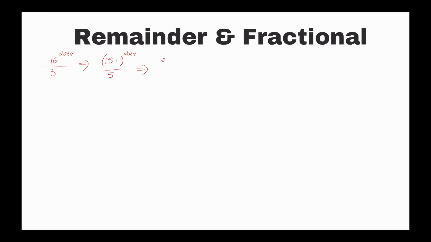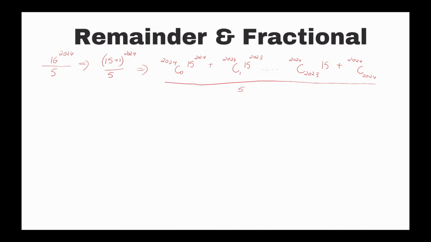It would open up as 2024 C0 15 to the power 2024 plus 2024 C1 15 to the power 2023, and this would continue, and we would have 2024 C 2023 15 plus 2024 C 2024, and in our last term we aren't going to have any 15. It is going to be 15 to the power 0, right? So it is just going to be as it is. This is our expansion, and this is divided by 5.